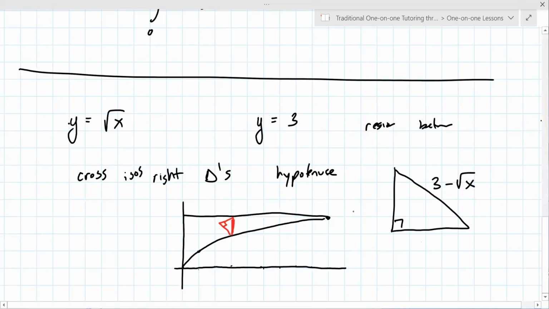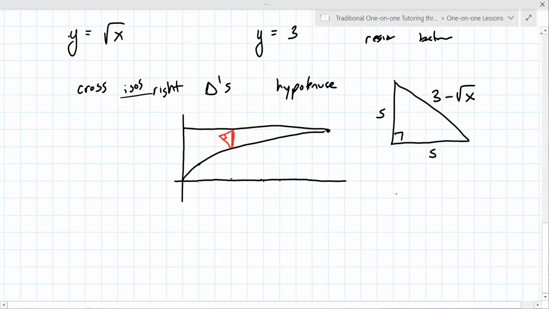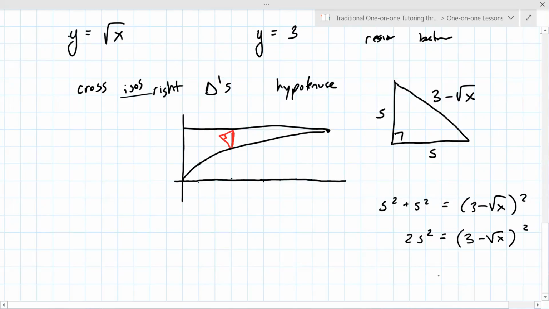How do I find the side length of an isosceles right triangle? So to do that, the sides are actually the same. And this is actually a 45, 45, 90 triangle. That's why I'm asking, maybe it's too much incorporation of other stuff, but s squared plus s squared equals 3 minus square root of x squared. 2s squared equals 3 minus square root of x squared. But then you divide by 2 and take a square root.